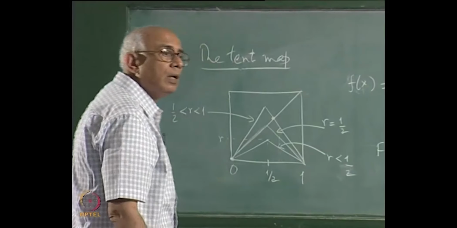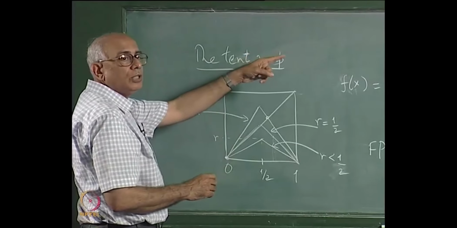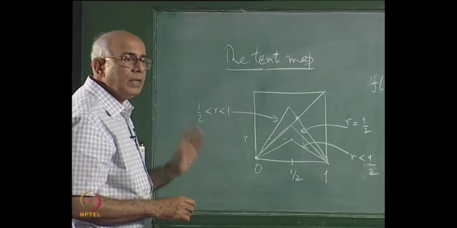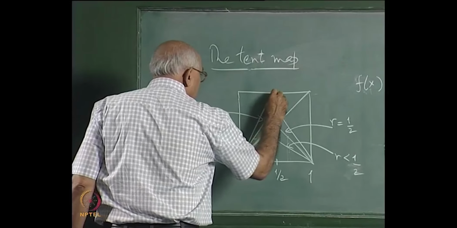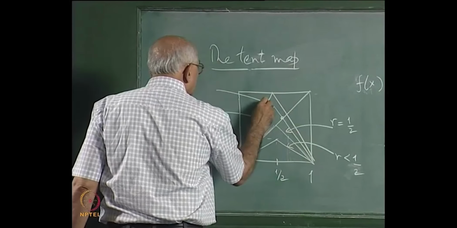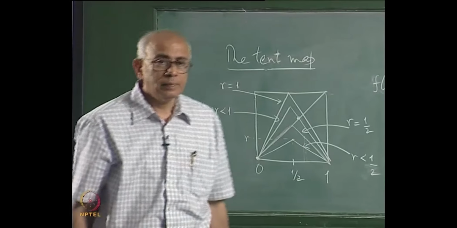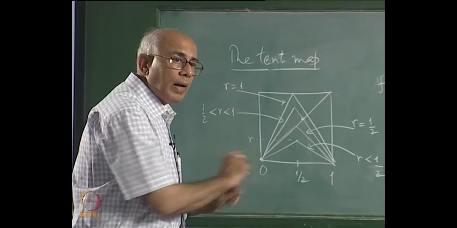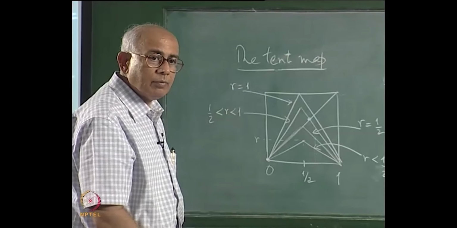And what happens at r equal to 1? It becomes the original tent map. It is called the symmetric tent map at fully developed chaos, because we will see why it is fully developed chaos in a second. So this is the map for r equal to 1. This is the original tent map, and the entire unit interval is now covered. It is an onto map, and you have a chaotic attractor which runs all the way from 0 to 1.